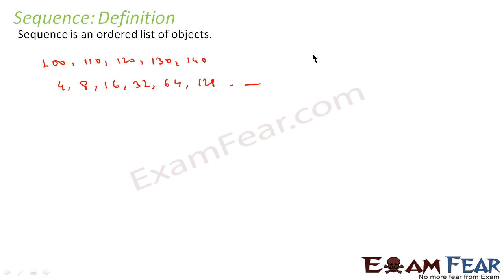In the first case, the difference is constant, and that is 10. And here, not the difference, but the division. Because this by this, or this by this, the division is constant, and that is 2. So in both cases, both are ordered lists and both are having a pattern.